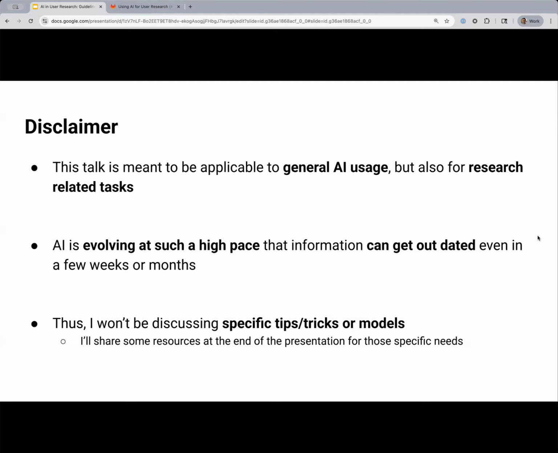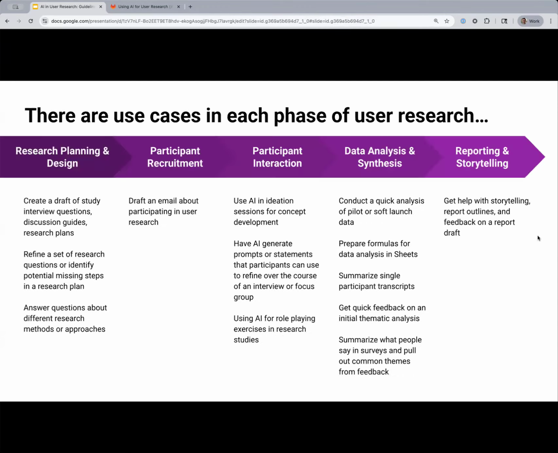And I'm not going to focus on a lot of the nitty-gritty aspects of AI, partially because AI itself moves so fast. Something like this deck could easily get outdated in a couple weeks to a couple months. So I won't be discussing any tips or tricks, like use this model or use that model. I'll keep it high level.